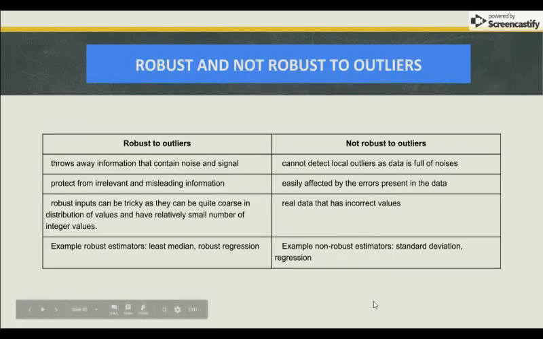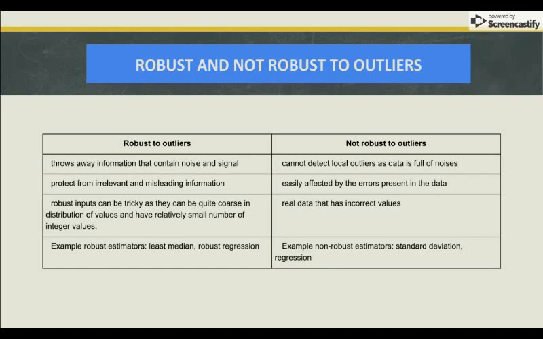Next, we will talk about robust and not robust to outliers. The characteristic of robust to outliers is that it throws away information that contains noise and signal, while in not robust to outliers, it cannot detect local outliers as the data is full of noise. Next, robust to outliers protects from irrelevant and misleading information, while not robust to outliers is easily affected by the errors present in the data.